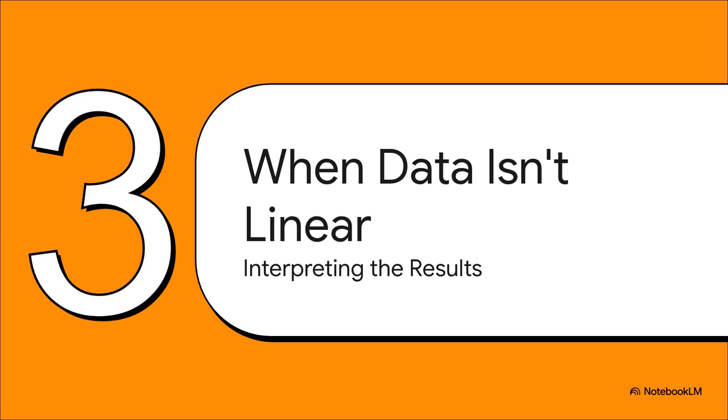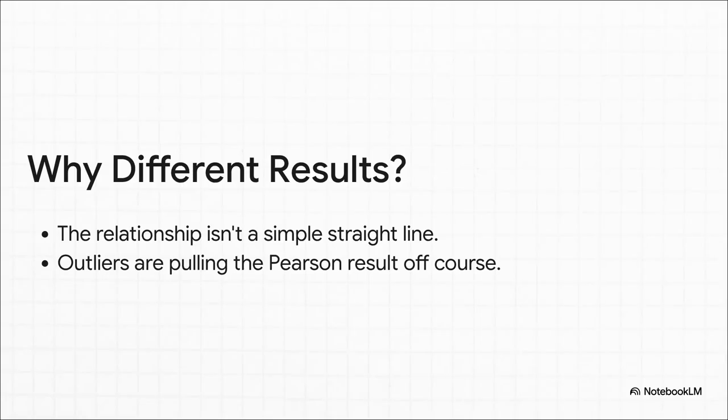So, Section 3, when data isn't linear. What actually happens when you unleash both of these tests on the same set of data? Well, as you might guess, the results can be like night and day. So if you get two wildly different answers from these tests, don't panic.